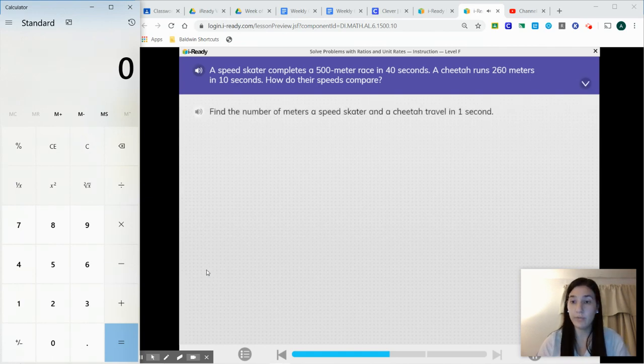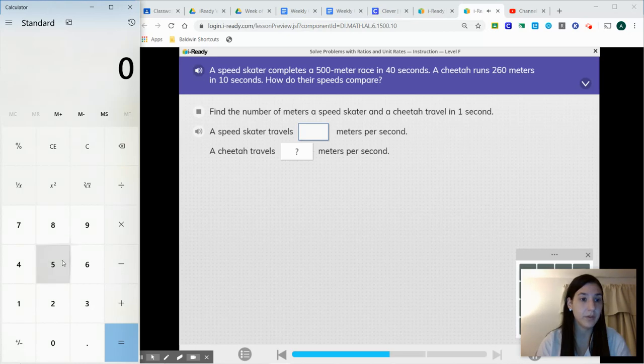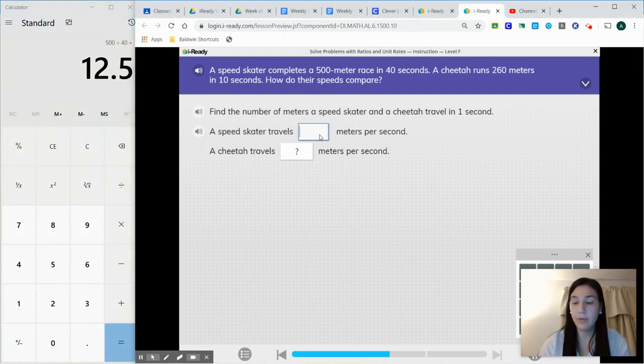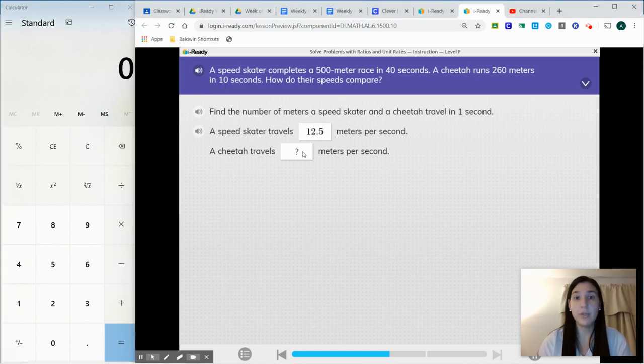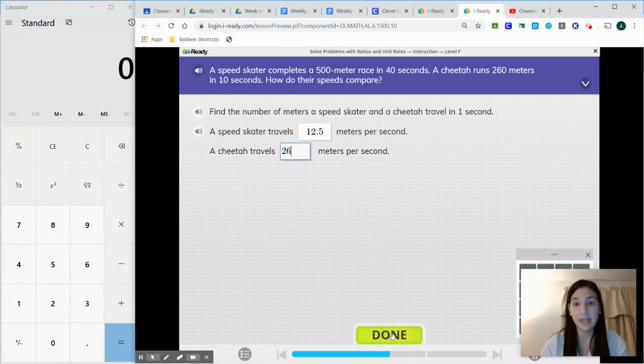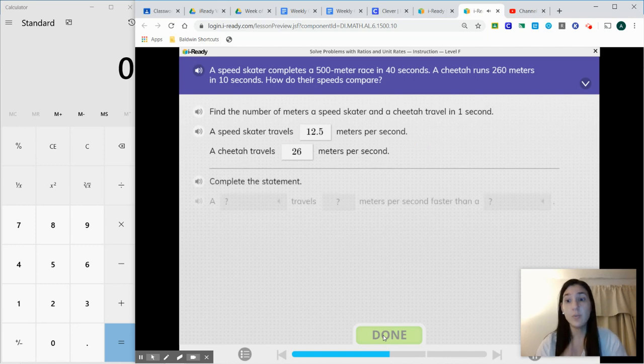So we're going to find the unit rate for each and compare them. Find the number of meters a speed skater and a cheetah travel in 1 second. So first, for the speed skater, we're going to do 500 meters divided by 40 seconds, which will give us 12.5 meters per second. Then we're going to divide the cheetah's 260 meters by 10 seconds, which we know will give us 26 meters per second. So the cheetah is going 26 meters per second, and the speed skater is only going 12.5 meters per second. So the cheetah is way faster.